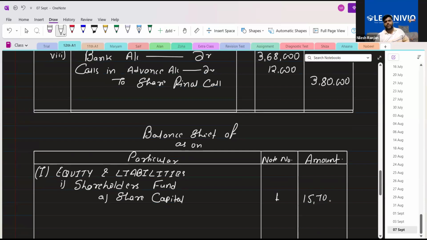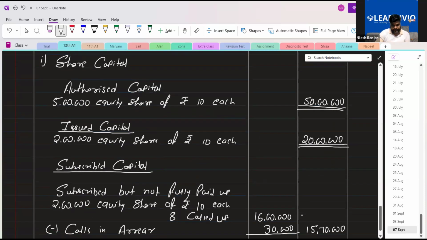15 lakh 70,000. Now, calls in advance is a current liability. I told you that calls in advance is a current liability. It will be written separately. Calls in arrear is deducted from the capital and calls in advance is a current liability. When it is adjusted, then we will write it in the capital. So this is your balance sheet. Tell me if you have any doubt. Do you want to take the screenshot? Please take the screenshot of this.